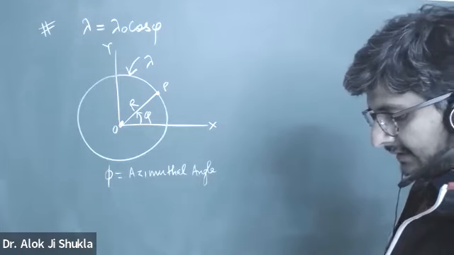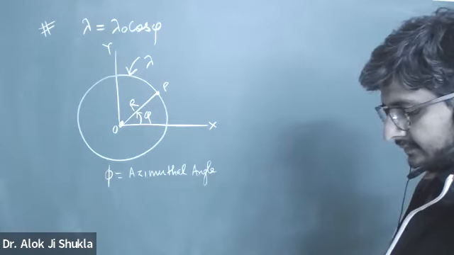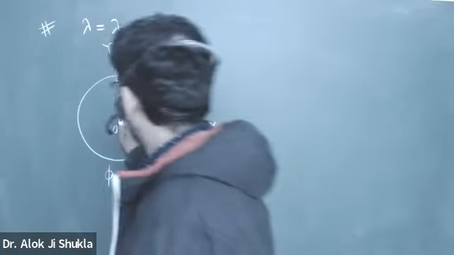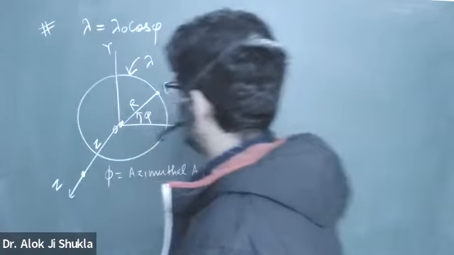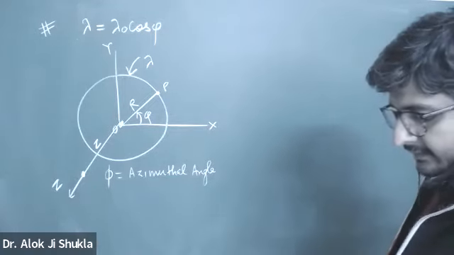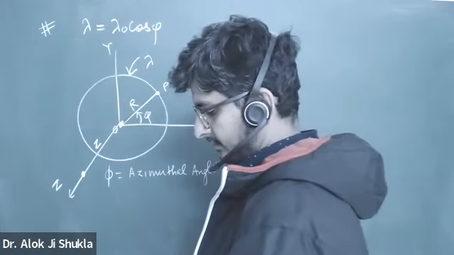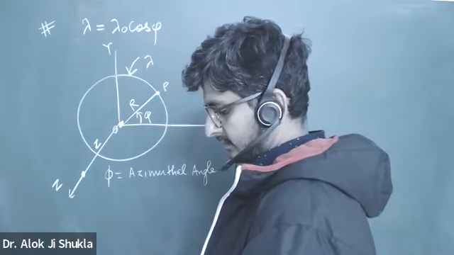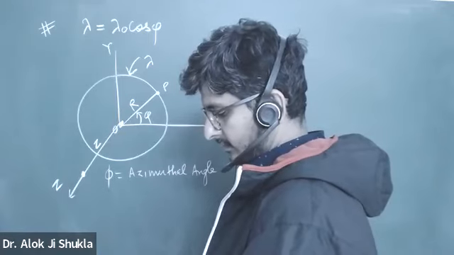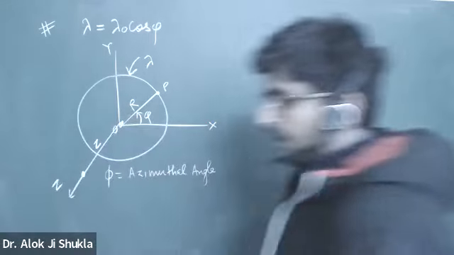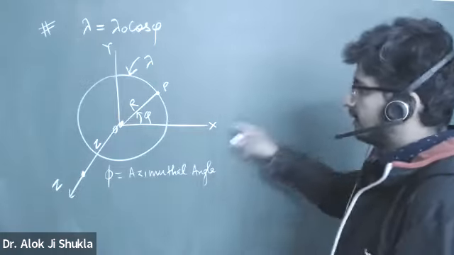Find the electric field at the center of the ring at a distance z. So z is like this, somewhere here, is z axis. At a distance z, perpendicular from the center of the ring. Okay. So let me make the second figure to get this.